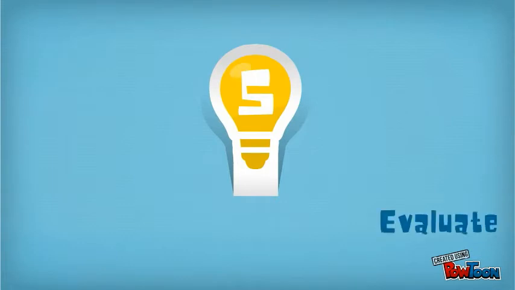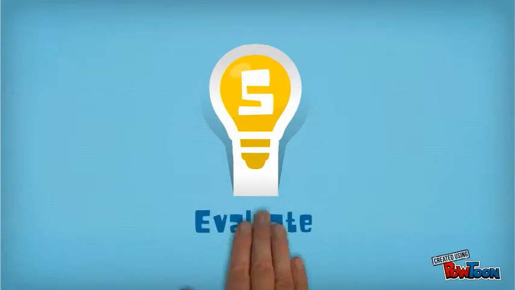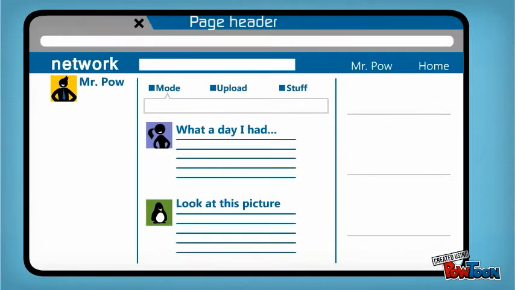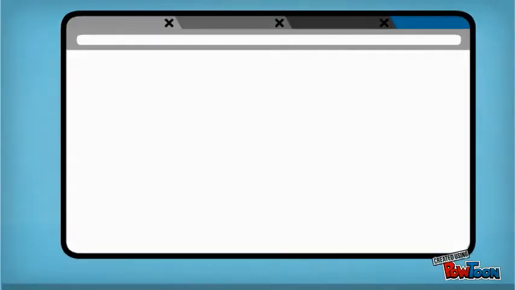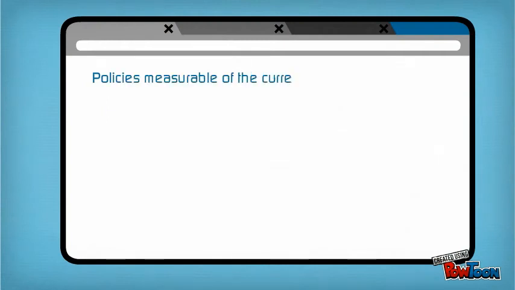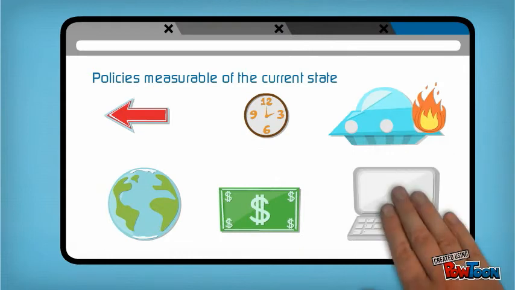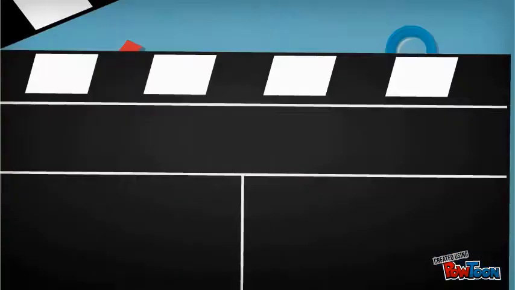The last step, evaluate. This step is the last and the most important. There are many important parts to take into consideration. Presentation of results. Project page, header, list of team members, scope and objectives. Measurable policies of the current state: distance, space, time, cost, defects, process mapping, data collection, observation, analysis and findings, implementation.